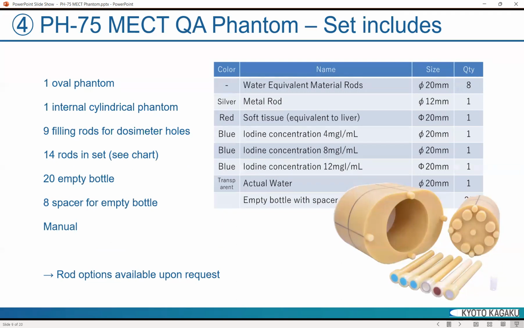Our phantoms come in a set with the oval phantom, which is here the body, the internal cylindrical phantom for the rod inserts. Then it also comes with 9 filling rods for the emitter holes. You can fill these rods with your own solution. Then there's a basic set of 14 rods and 20 empty bottles to mix your own solution, the spacers for the empty bottles, and last but not least, the manual.